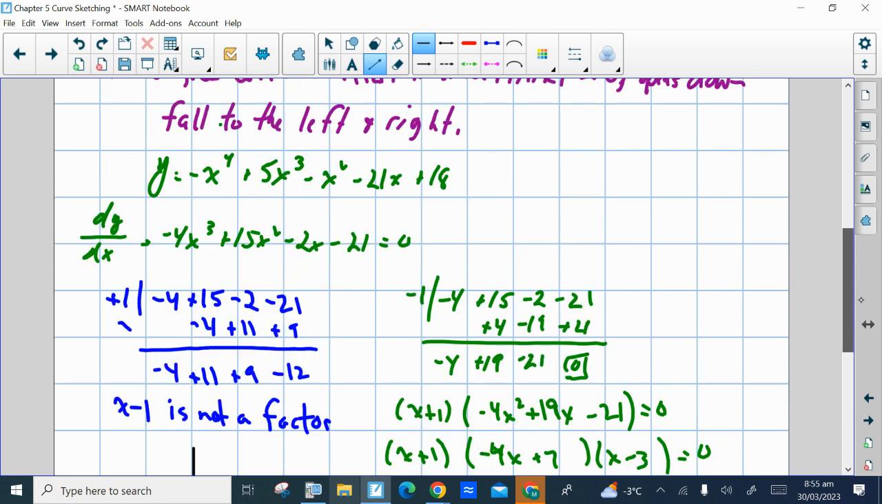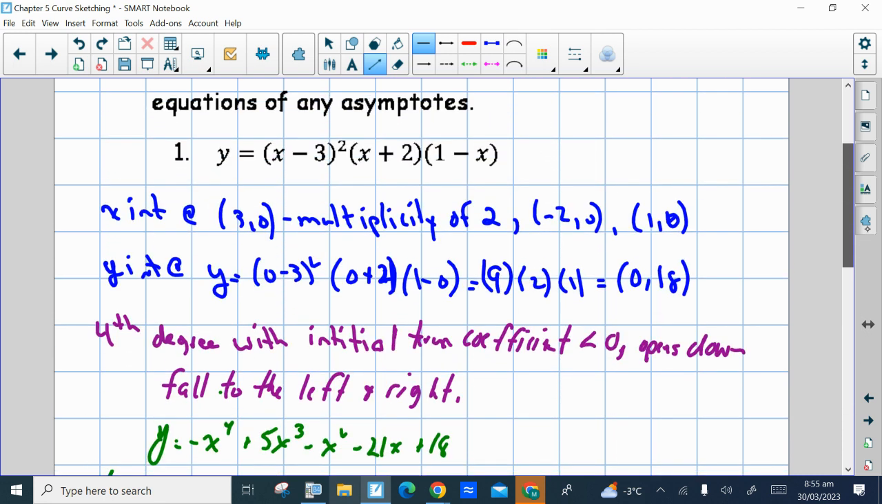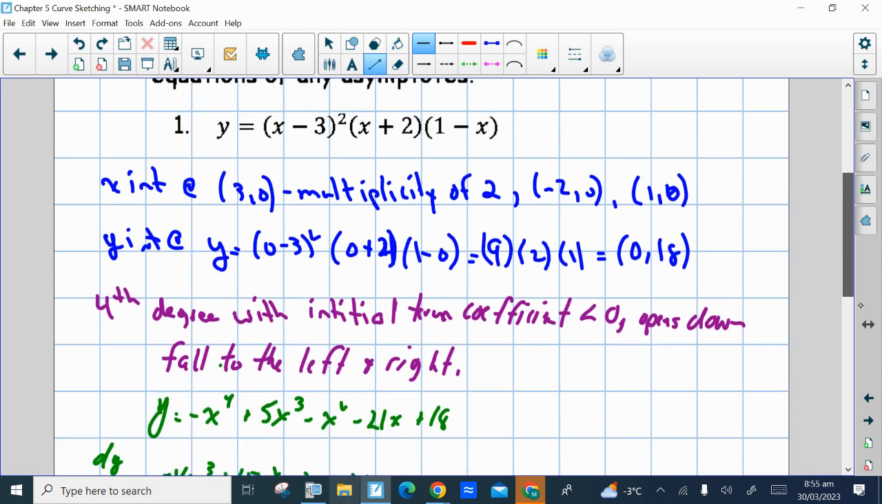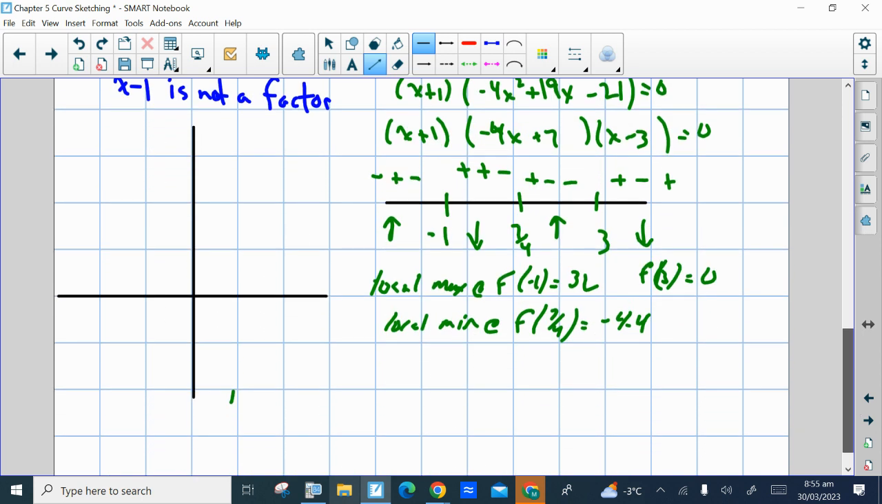Right? We have x-intercepts at positive 3, negative 2, and positive 1. So we can use a scale of 1 on the x-axis. So again, x-intercepts at positive 3, and that has a multiplicity of 2, positive 1 and negative 2. Our y-intercept is at positive 18.